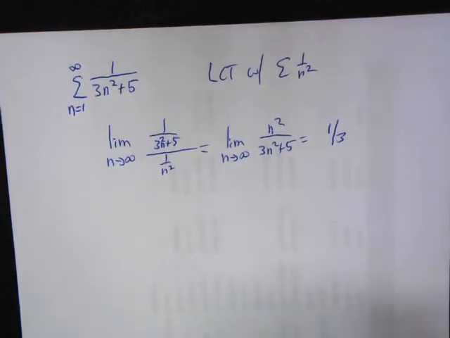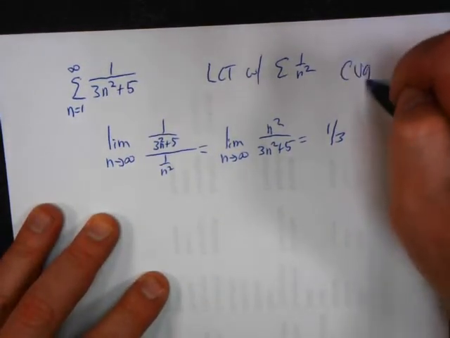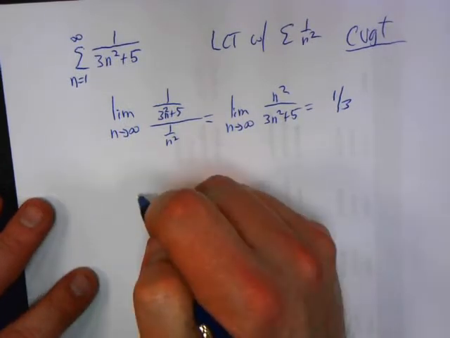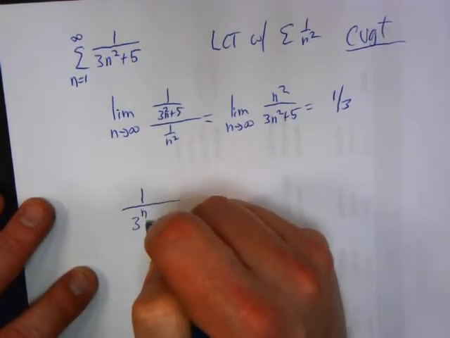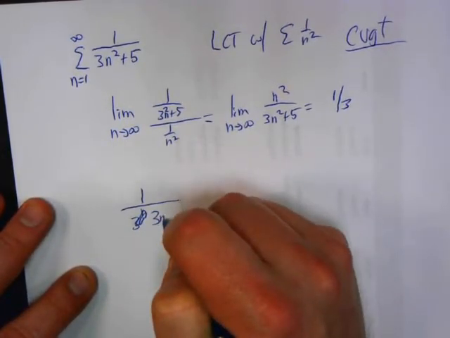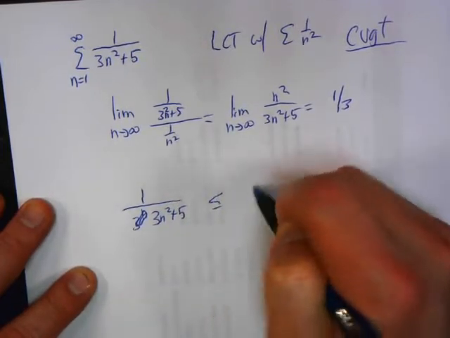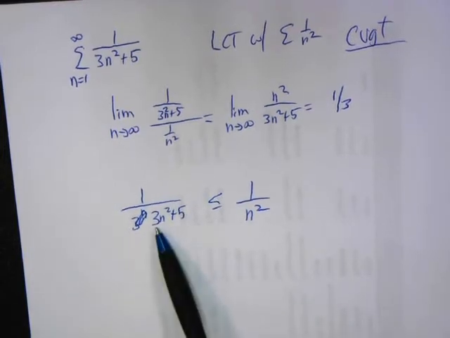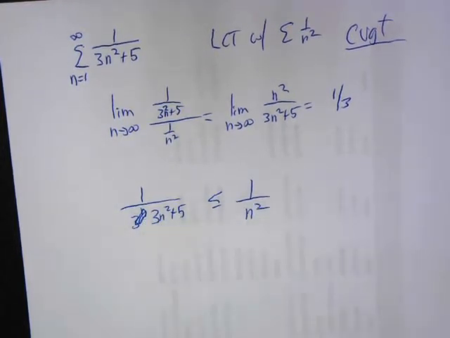So convergent. Nick, wouldn't we just use the direct comparison test? Absolutely, this one you could use the direct comparison test because 1 over 3n squared is less than or equal to 1 over n squared, isn't it? Because you're certainly making your bottom bigger, which makes your whole fraction smaller. So absolutely.